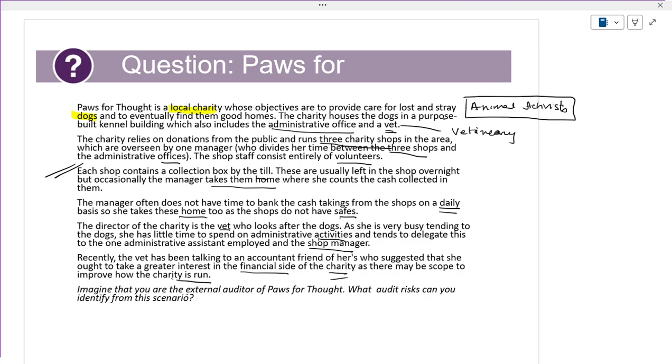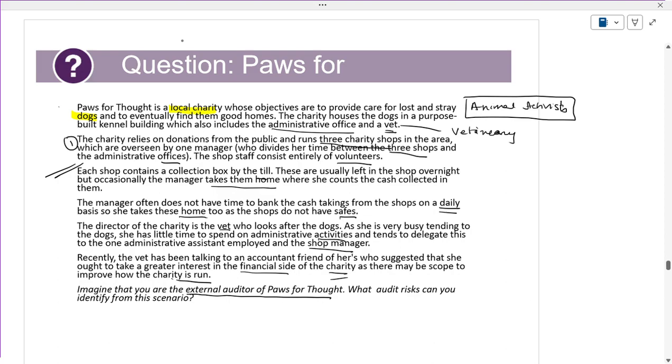if you are an external auditor, a pause for thought. It's a very easy question, so I'm putting touch and go, okay? What are the audit risks you can identify? They are having three things: one person is going to see all the things, they are taking the till, the box, to the home, and it is going to be counted at home. Third point, make every point different, separately.